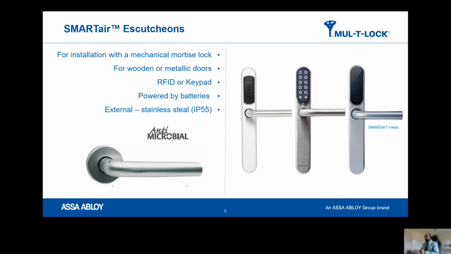As you can see on the right-hand side, there are various versions of these SMARTair escutcheons. They are RFID versions, like the one on the extreme left and the one on the extreme right. And then there are keypad versions as well, wherein you can have a combination of access using the RFID cards as well as the keypads. These are purely operated by batteries, so there is no wiring involved. The power actually comes from 3 AAA batteries that go on the inside of the unit.